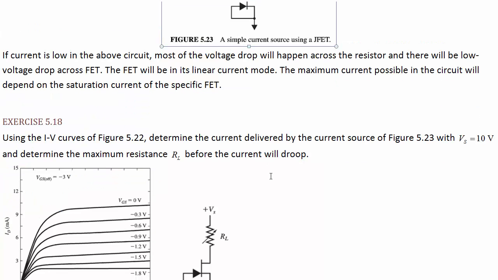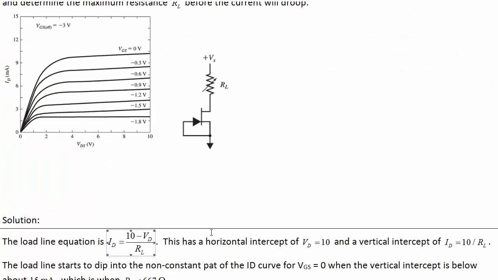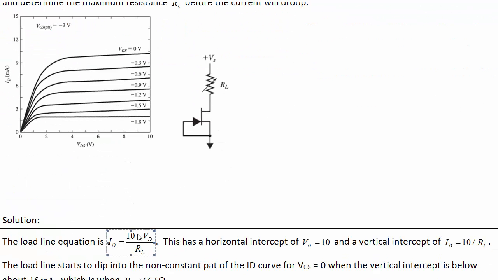Let's explore that a little bit with an example. Using the IV curves here, determine the current delivered by the current source of figure 523, this one, with Vs equals 10 volts. So find the load line of this, and determine the maximum resistance before the current will droop. The load line is just the relationship that the current through this resistor is equal to the voltage across it divided by its resistance. The voltage is the Vs, which we said was 10, divided by RL to get the current.